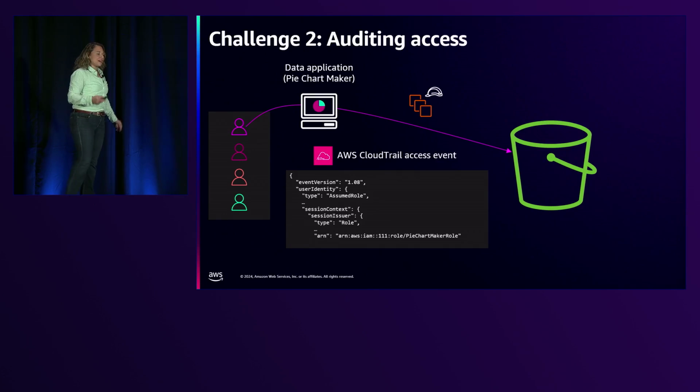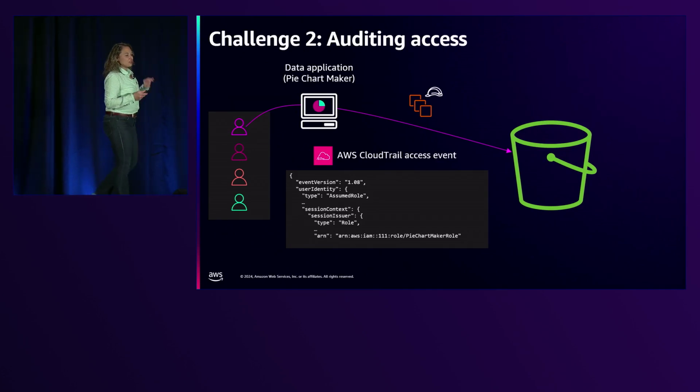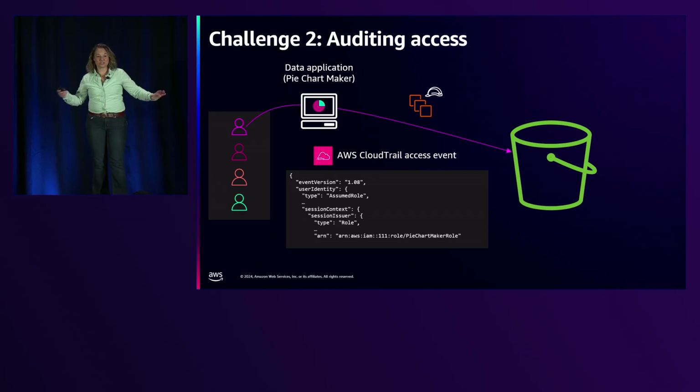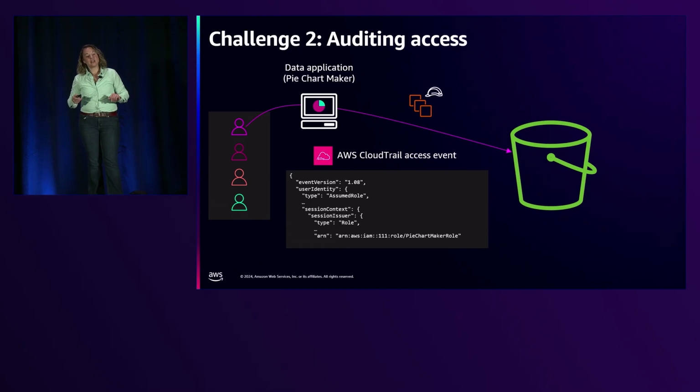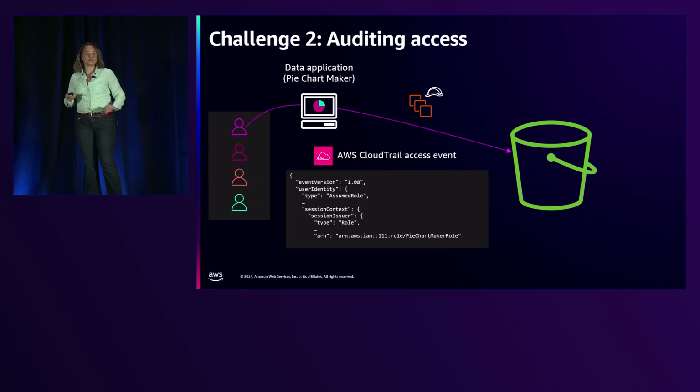The other challenge, which is kind of related, is that the pie chart maker, as it accesses data in S3 to be able to make its pie charts, is accessing data as itself, as the application. So if I go turn on CloudTrail to S3, like Meg told you to do, like you turn on your data events, and you take a look at who accessed an object in S3, you will get a completely correct response, which is that the pie chart maker application role accessed your object.